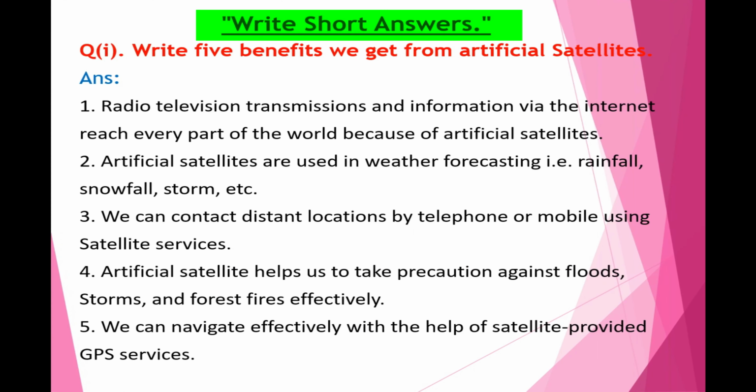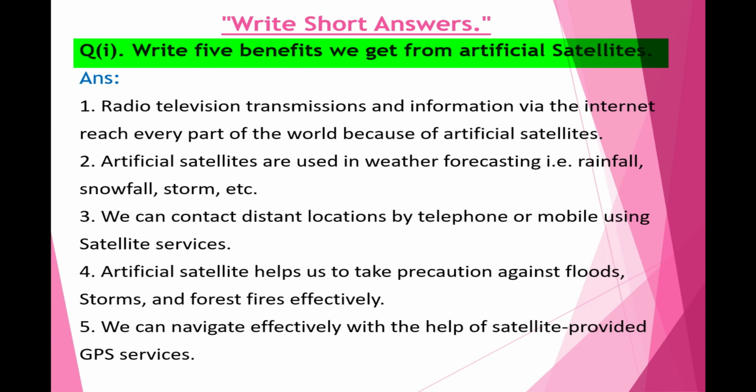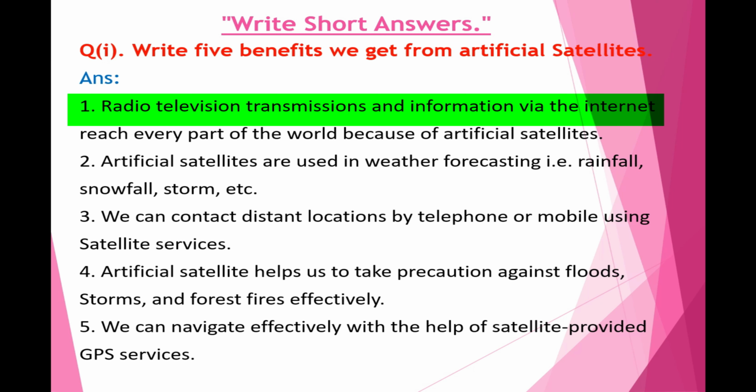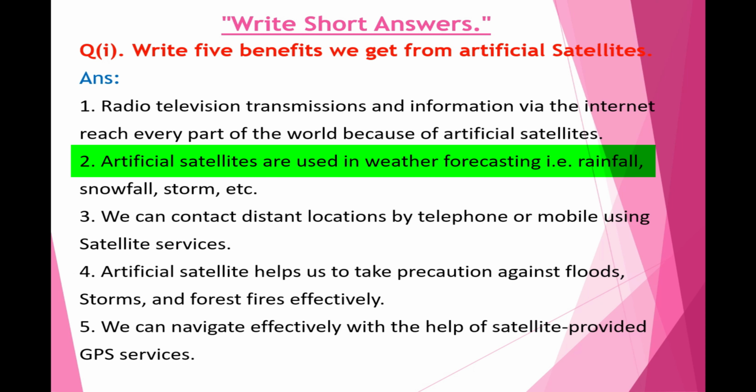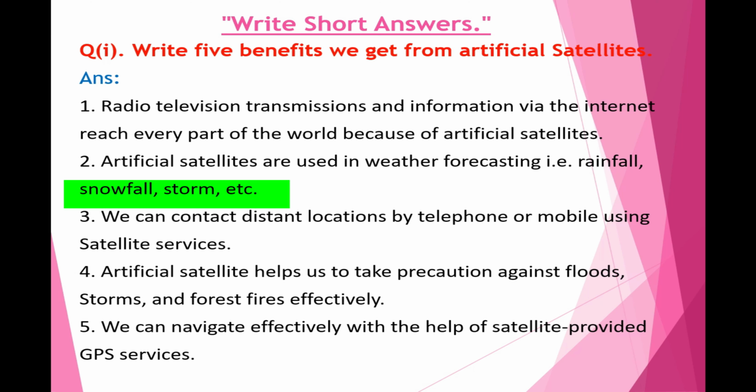Short answer questions. Question number 1. Write 5 benefits we get from artificial satellites. Answer. Radio, television transmissions and information via the Internet reach every part of the world because of artificial satellites. Artificial satellites are used in weather forecasting, meaning rainfall, snowfall, storms, etc.